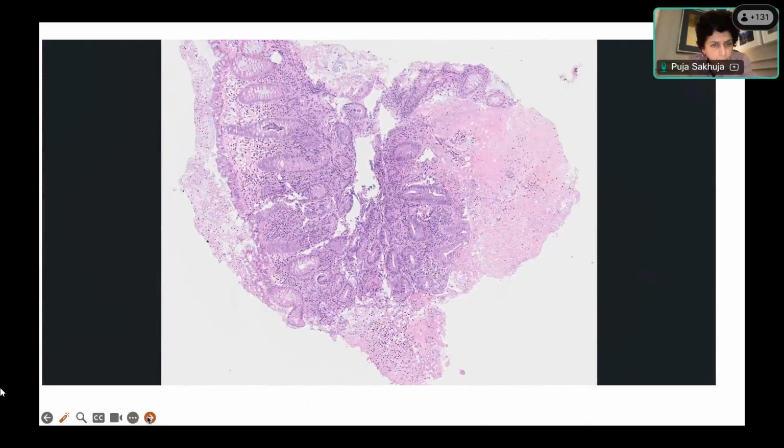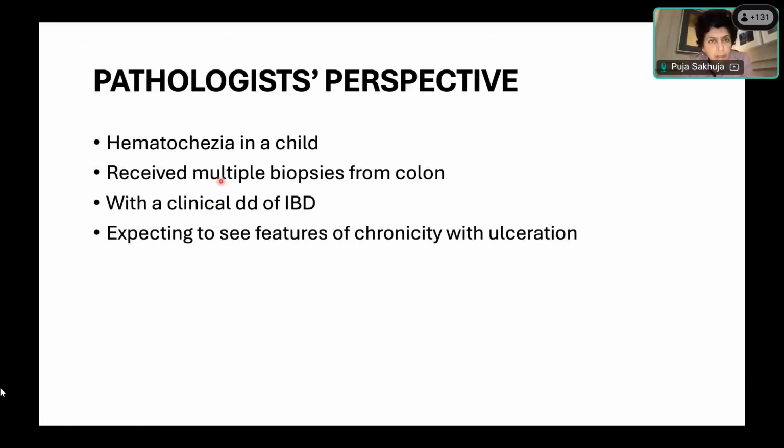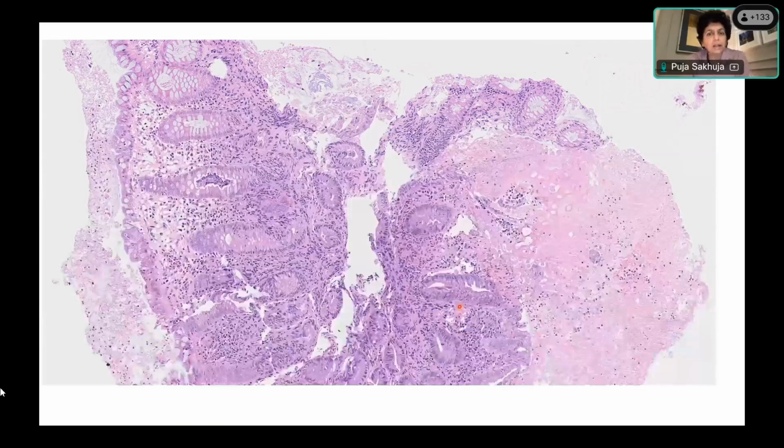Okay, so what do we have now? We have hematochezia in a child with multiple biopsies from colon, clinical diagnosis of IBD, and we expect to see features of chronicity with ulceration. So let's go back. Are there any features of chronicity in this? What are those features?